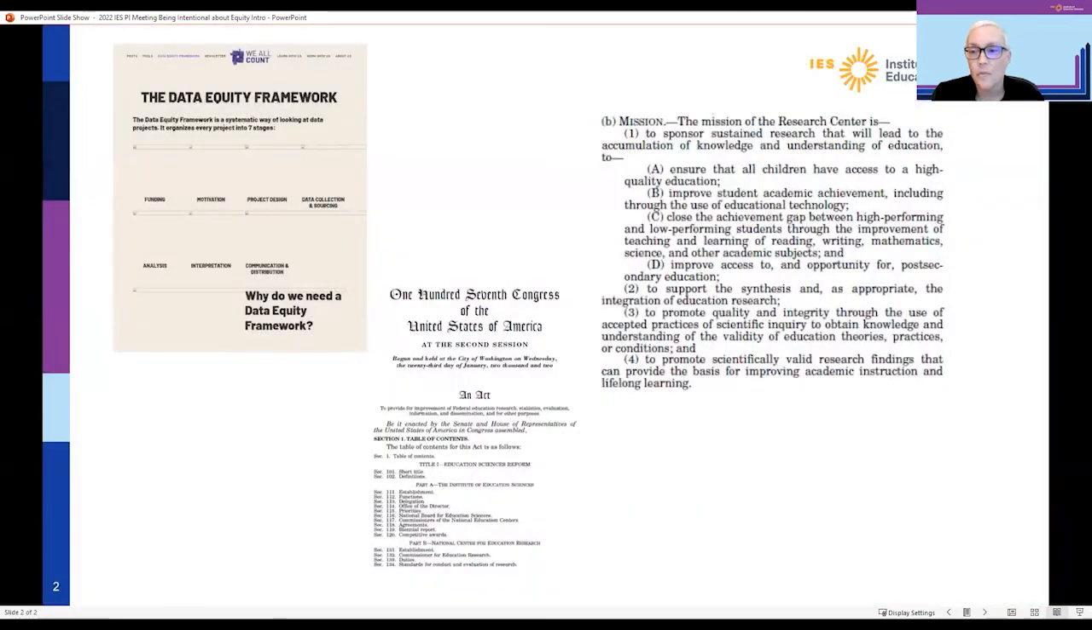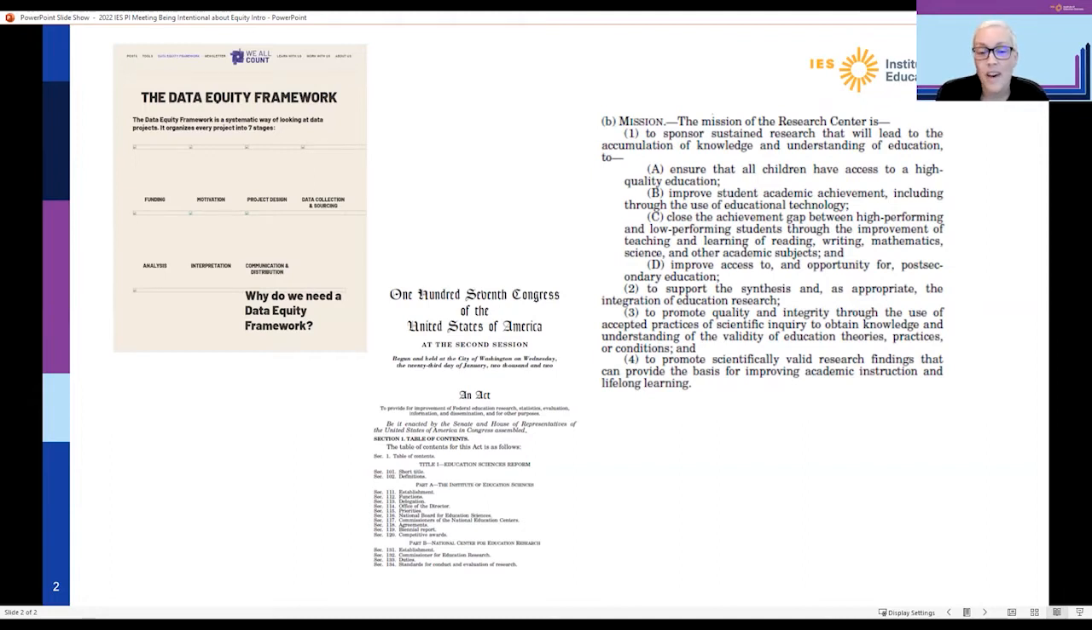So what is our framework here? I'm taking this from the We All Count project, and this is their data equity framework. And the idea here is that you can be intentional about equity all the way from the stage of being the funder, so how are we making decisions about the kinds of research that we fund, all the way down through dissemination.